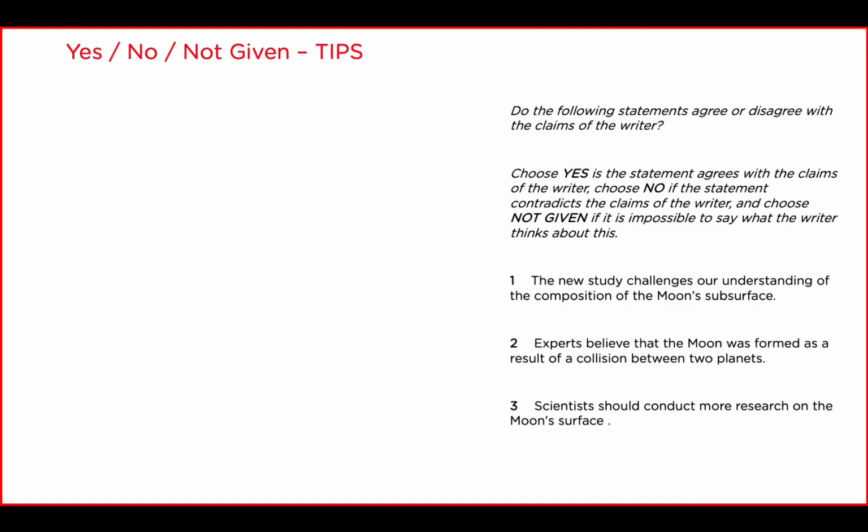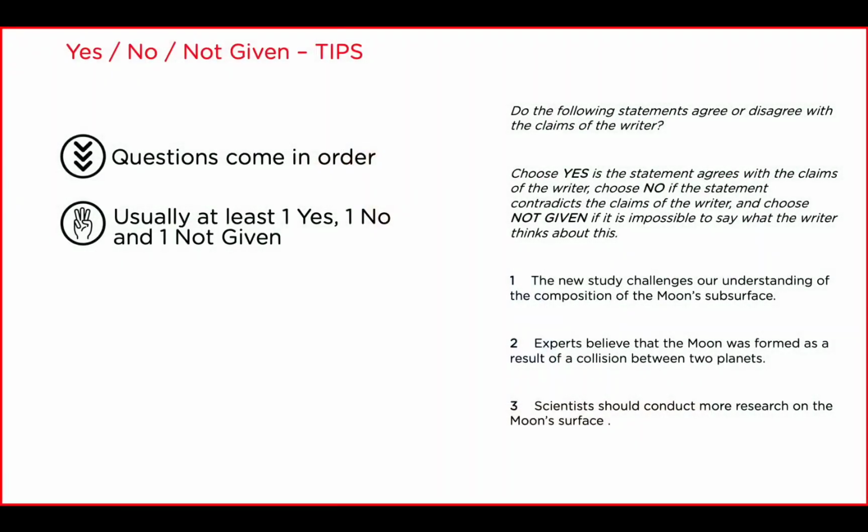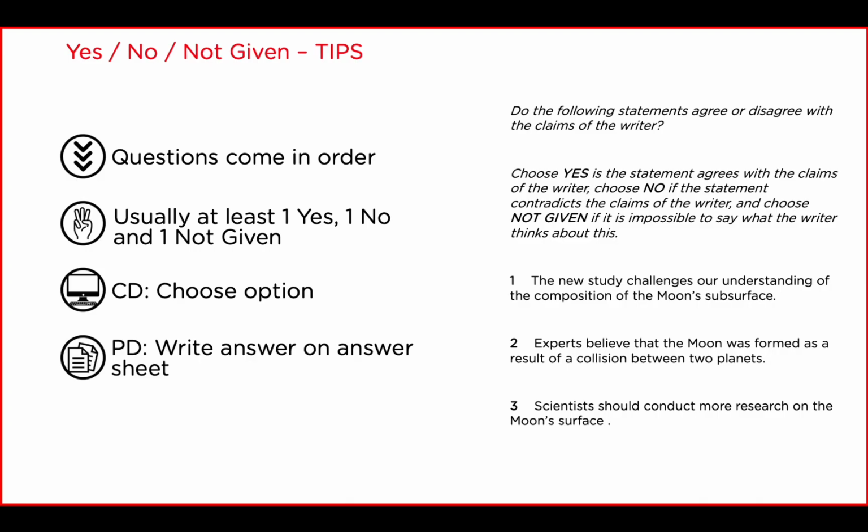Okay, let's take a look at some tips. So the questions come in order. That is, the answer to question 1 will be higher in the text than the answer to question 2, and so on and so forth. Usually you'll get at least 1 yes, 1 no, and 1 not given. In the computer-delivered test, you simply select the option. In the paper-delivered test, you'll write the answer yes, no, or not given onto your answer sheet.